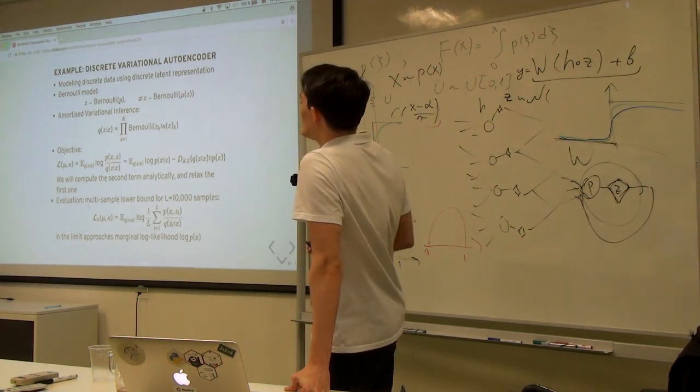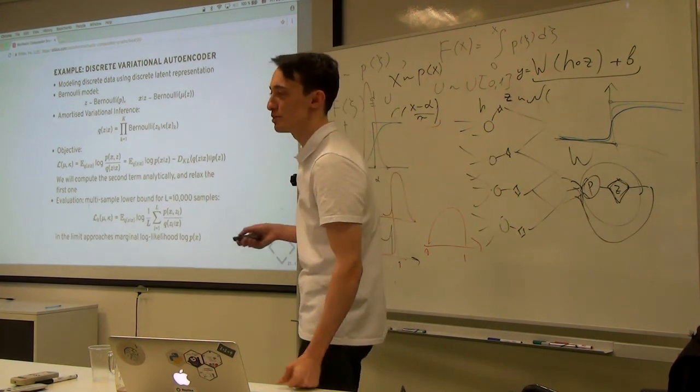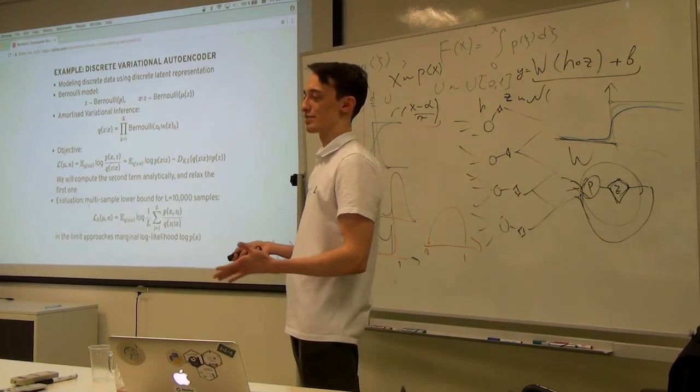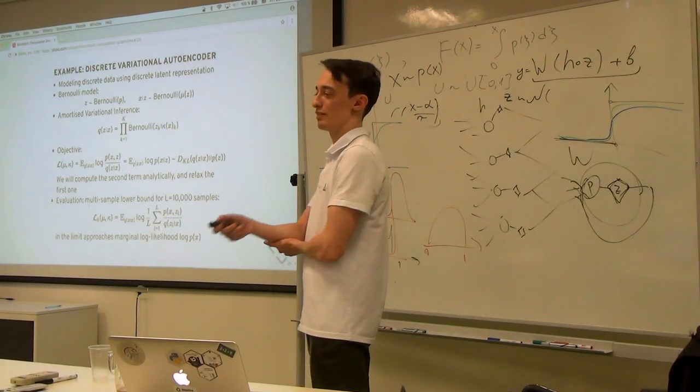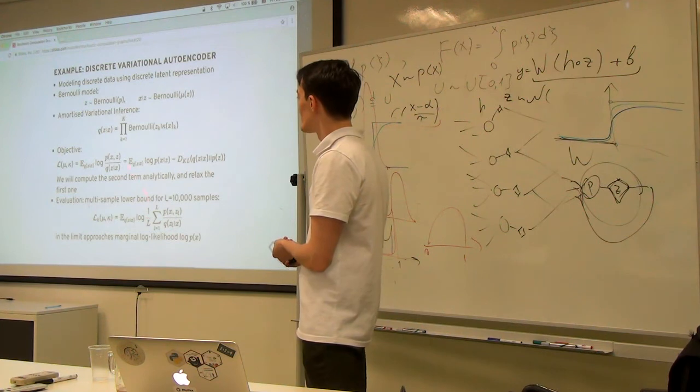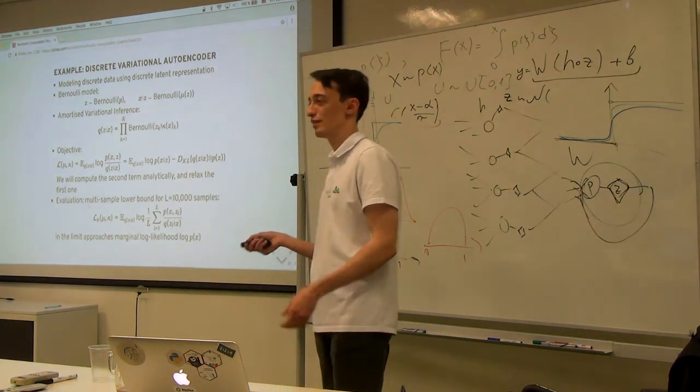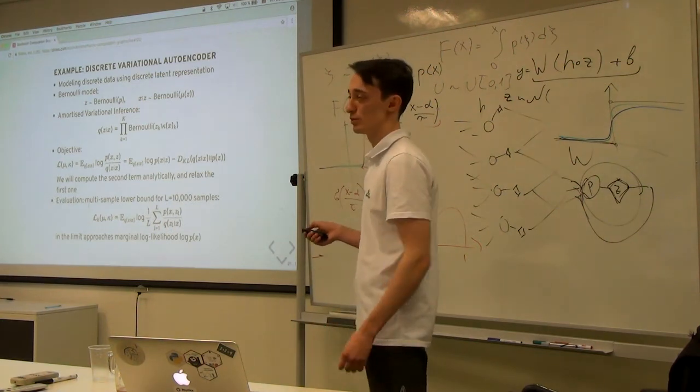Well, you see, Bernoulli random variables are parameterized by their mean. So kappa is just what your encoder generates. It's like mu in variational autoencoders. And k is just an index. The capital K is the dimensionality of your latent code.